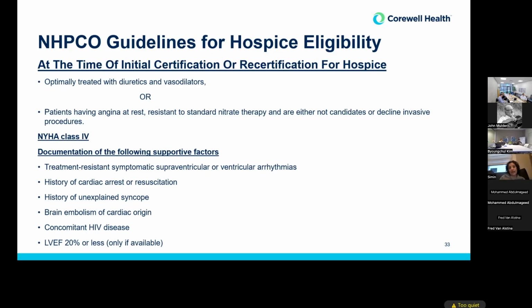Now, if you look at that patient that we just talked about, the 98-year-old, I mean, she really did not have these symptoms.